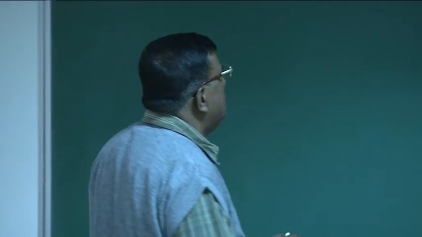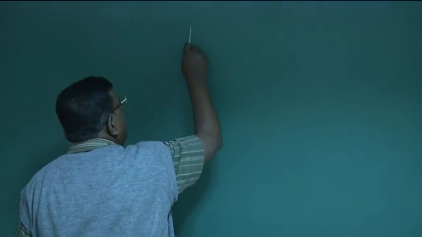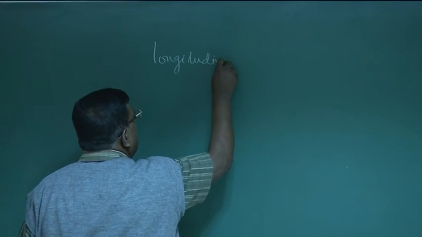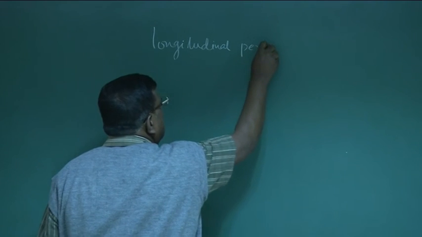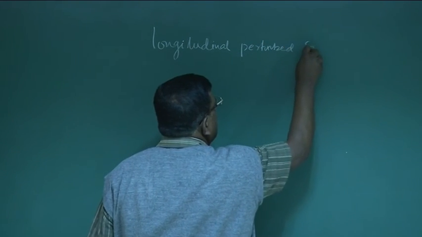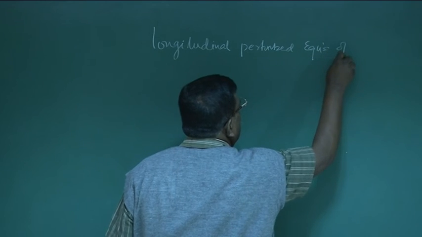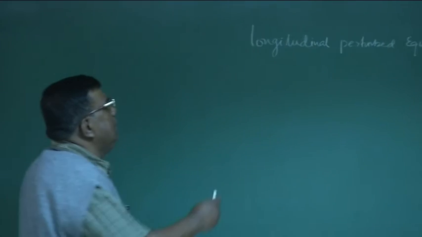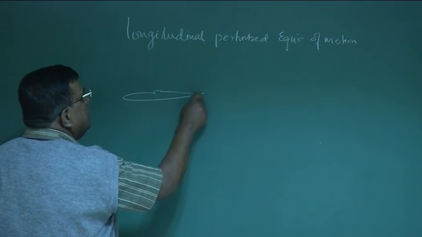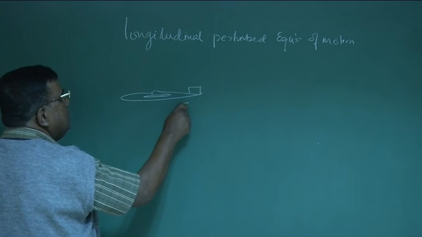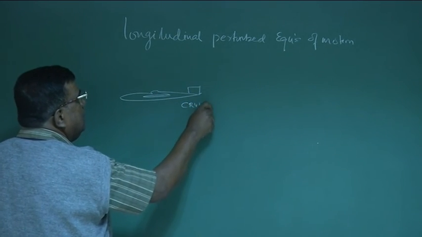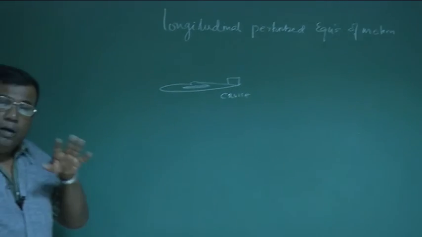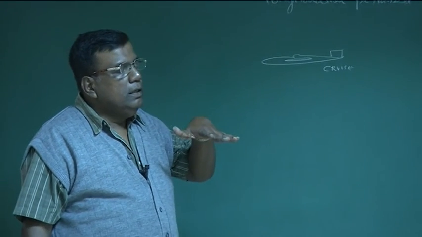Our approach was we developed longitudinal perturbed equations of motion. And what exactly we mean by that? That we said, okay, this is my airplane. Let's say cruise is my equilibrium, right? And about cruise, I'll be giving a disturbance, small disturbance, and we'll try to see what happens.